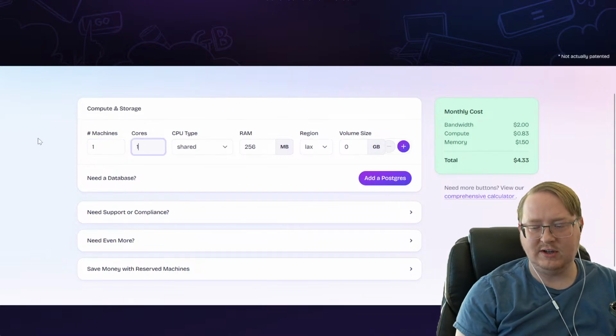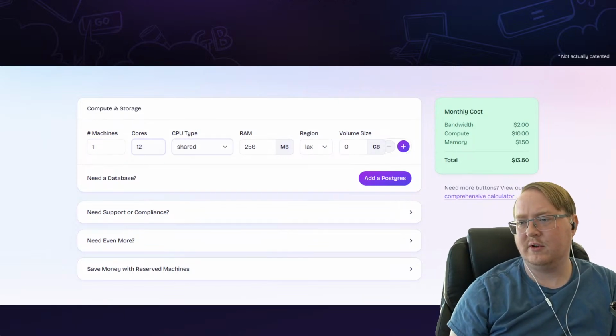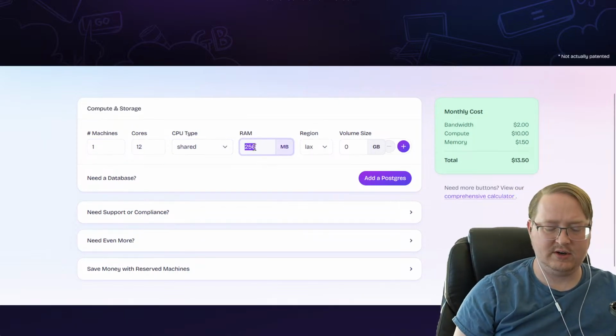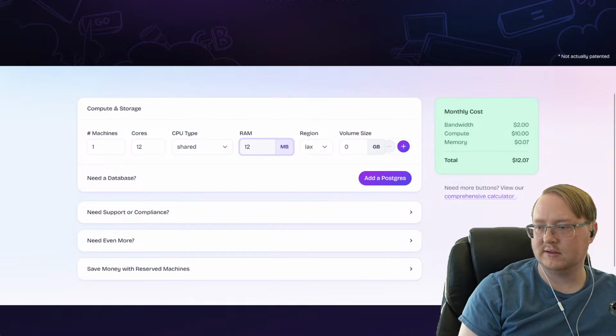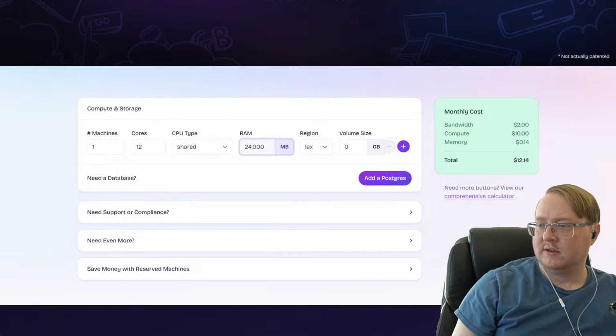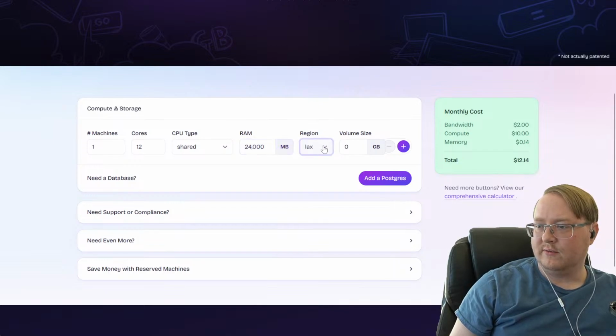Sweet. One machine, 12 cores. Don't care if it's shared. Give me some gigabytes. Jersey, baby. Jersey, Jersey, Jersey.